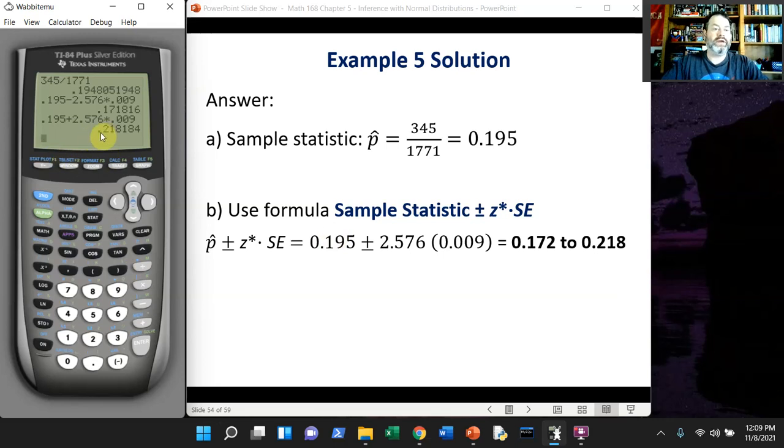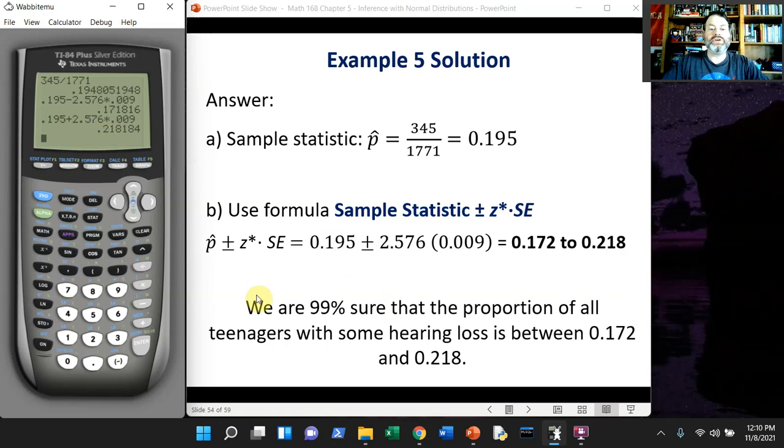And you get 0.218. So there you go. And then make sure you interpret it correctly, right? We're 99% sure the proportion of all teenagers with some hearing loss is between 0.172 and 0.218. So it looks just like a problem that we would do from earlier in the semester, for sure.